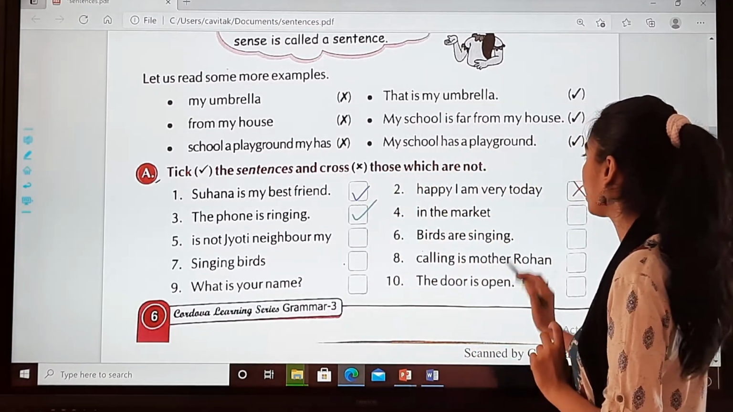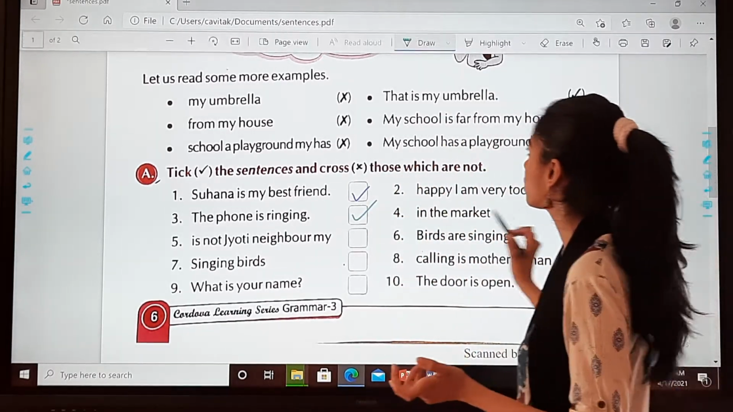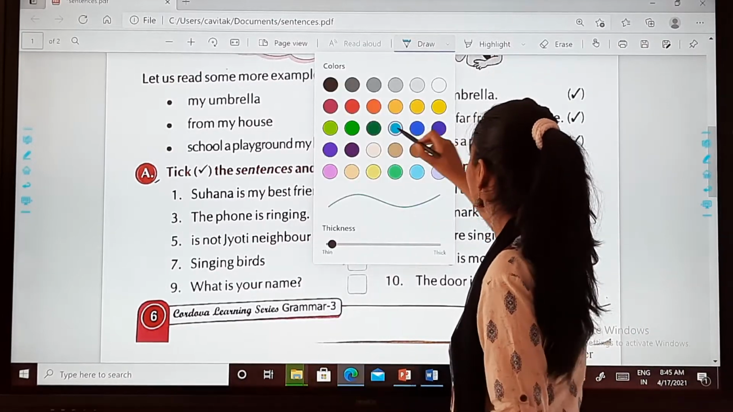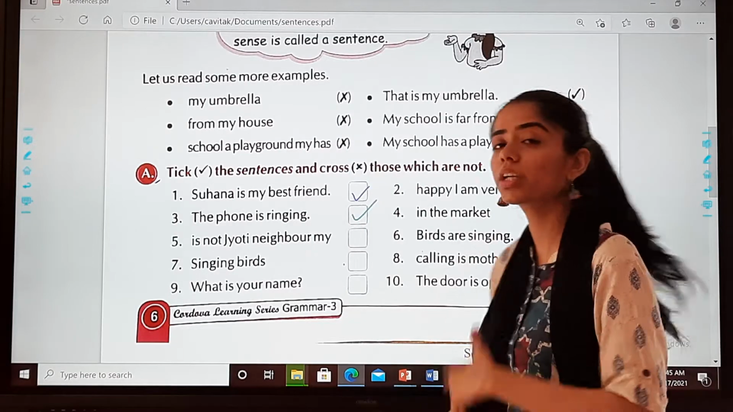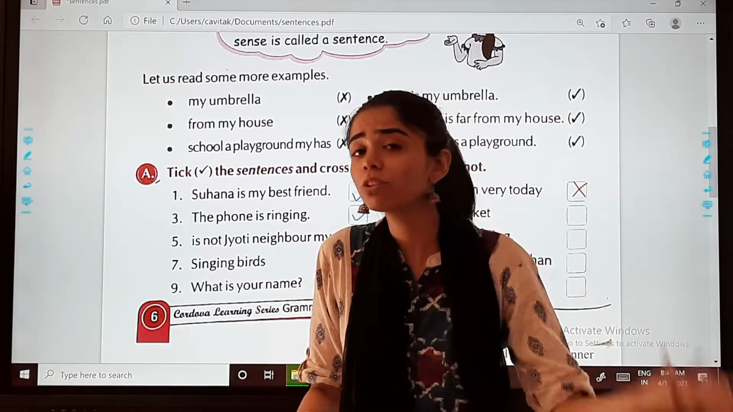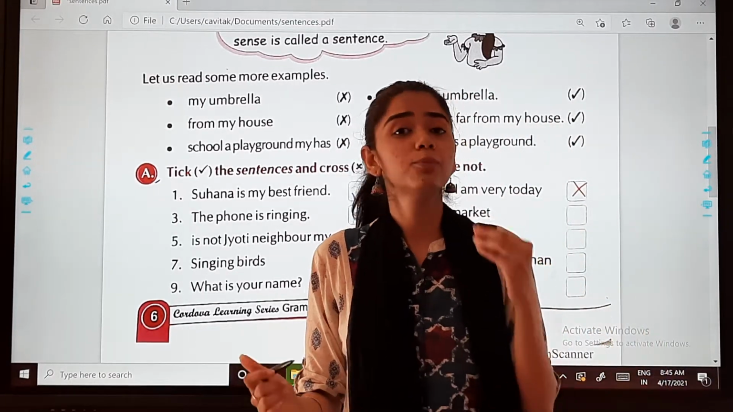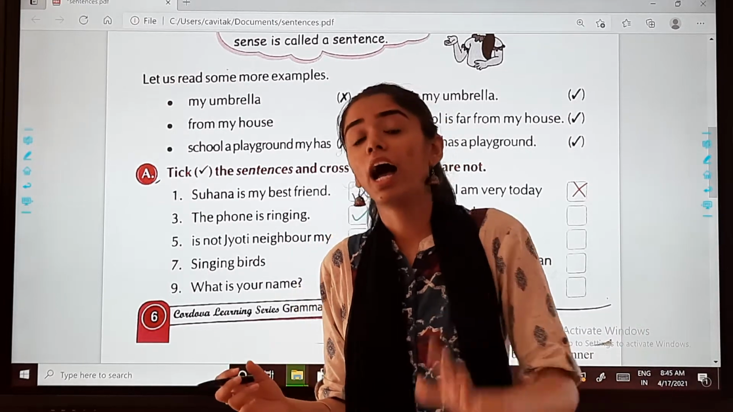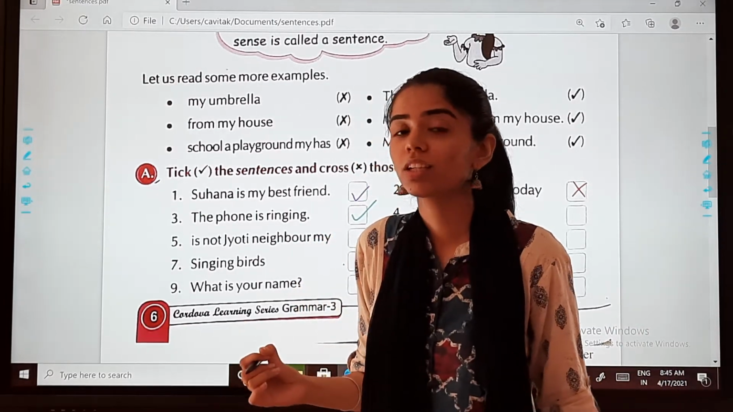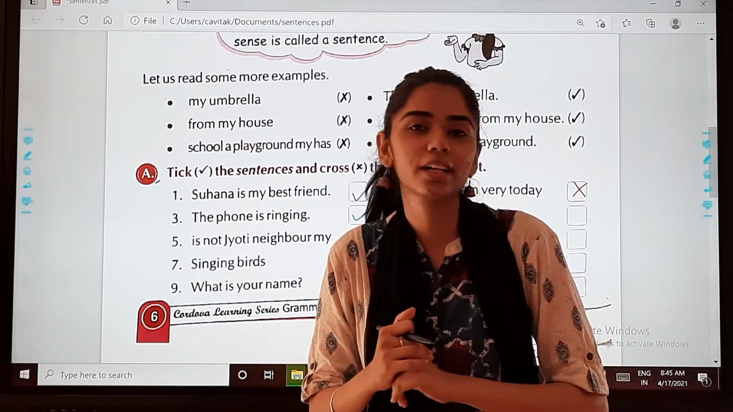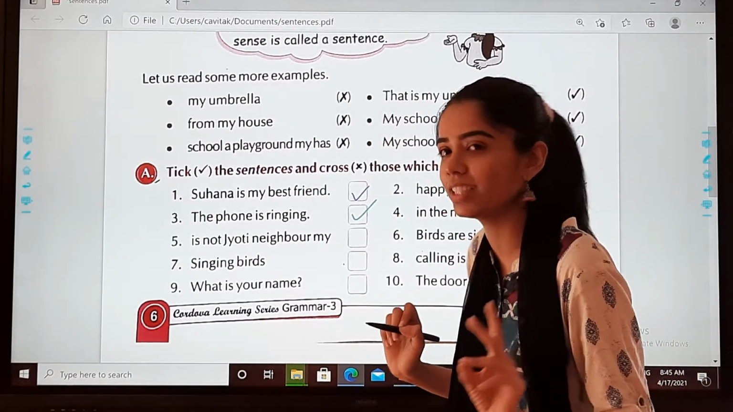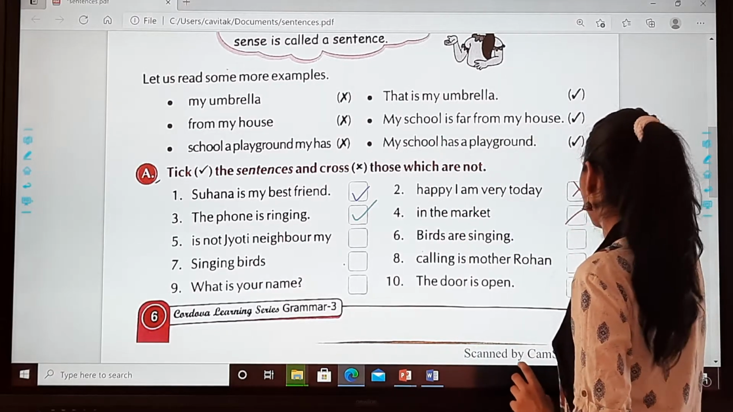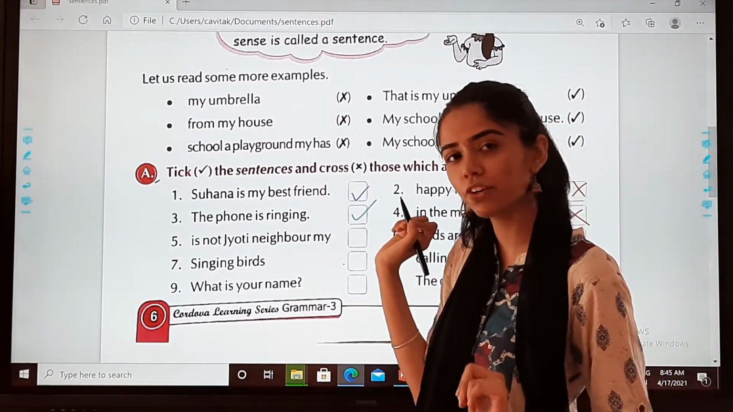Now, in the same way, in the market. In the market what? In the market, that's it. So क्या market में क्या? There can be so many things that I am doing this in the market, I am shopping in the market, I am buying vegetables in the market. So it is incomplete and it does not make any sense. So cross. Is that clear, children?